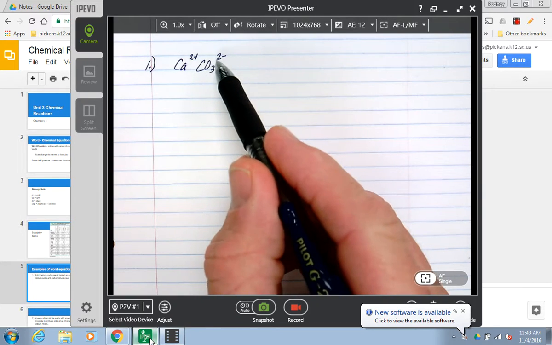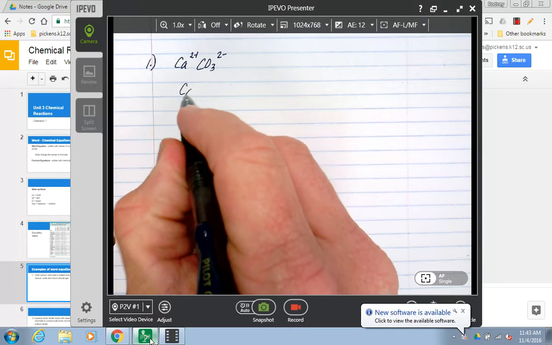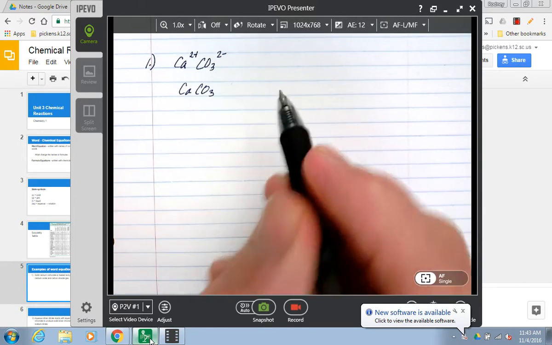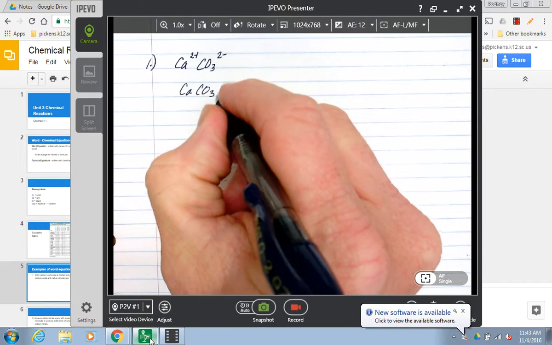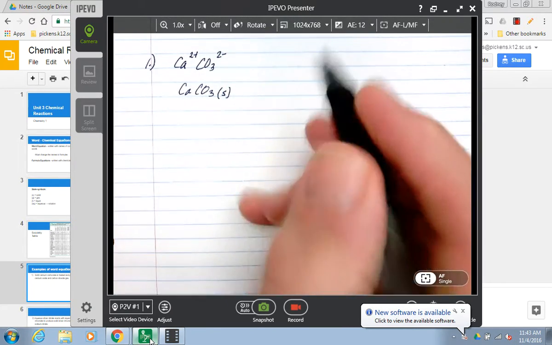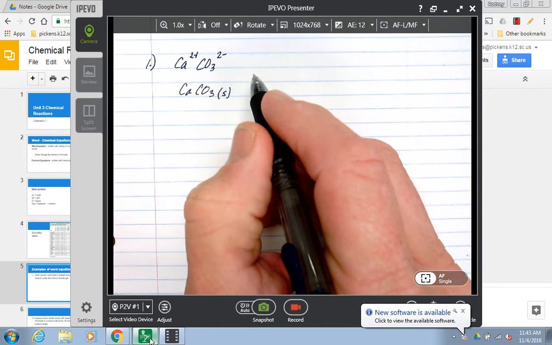Now, then what we want to do is go ahead and write the correct chemical formula for that. And so we have CaCO3. So don't forget about what you were supposed to have learned in the last unit. If you forgot that, go back, relearn that, or learn it again for the first time, whatever it takes. Now it says this is solid. So what we want to do is put in parentheses a little S right there. So this is solid calcium carbonate.